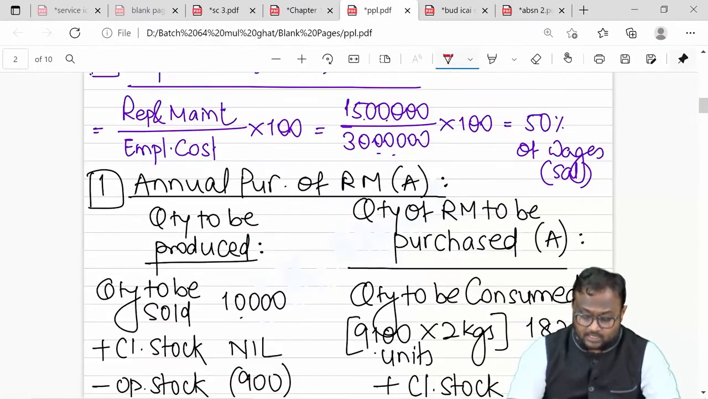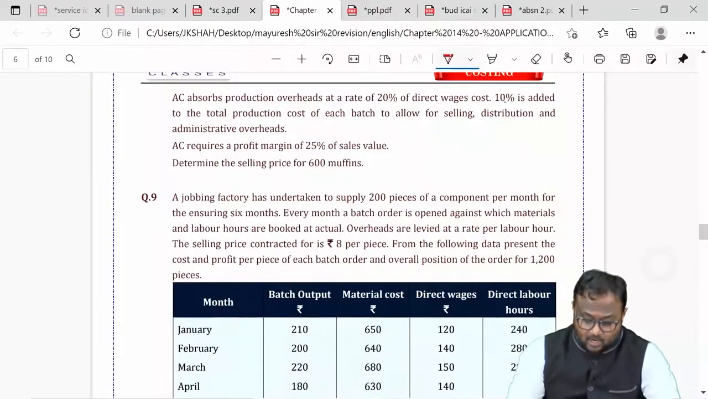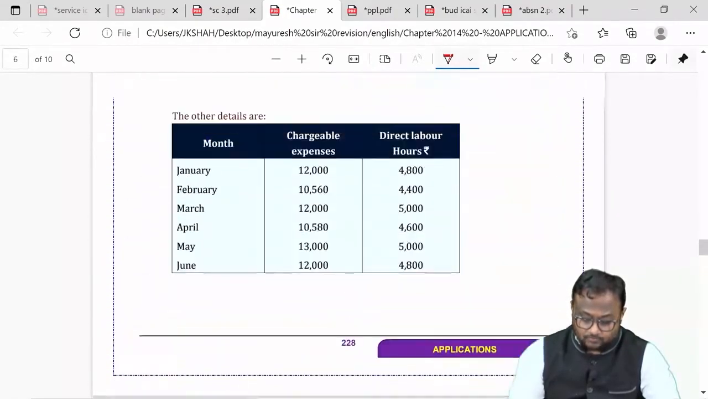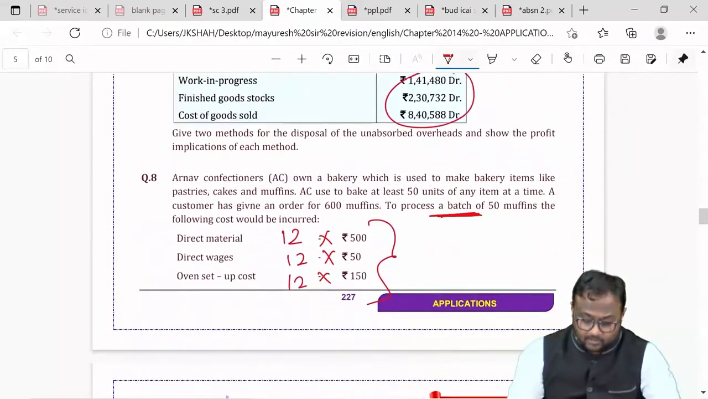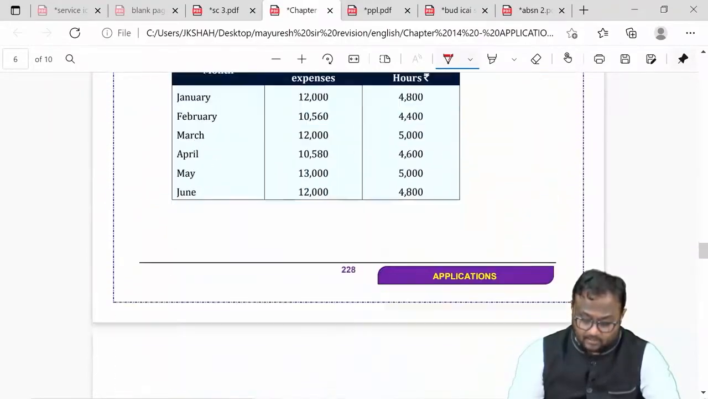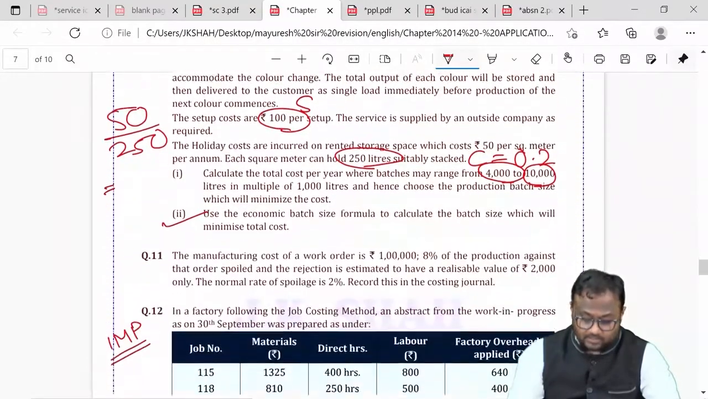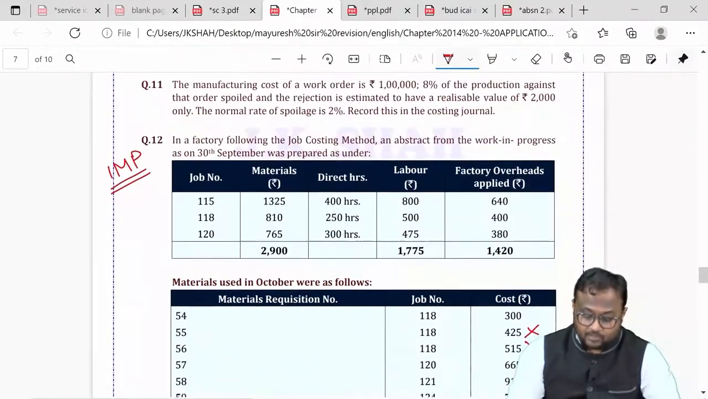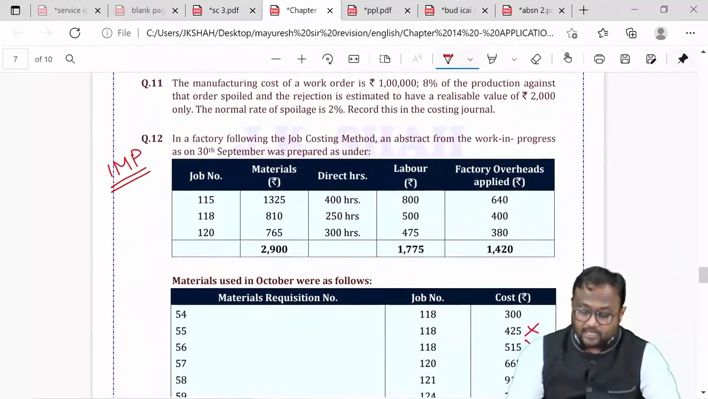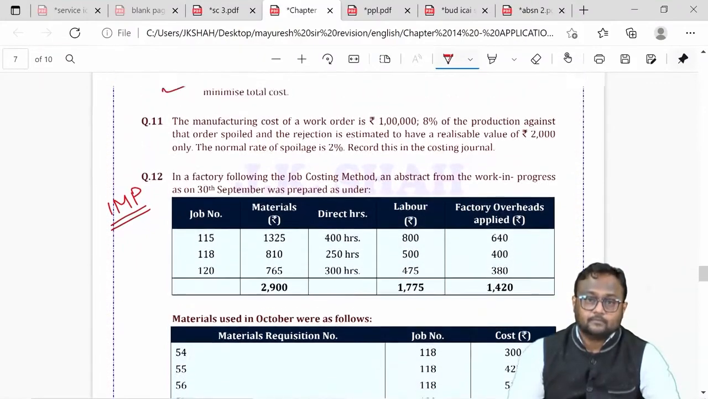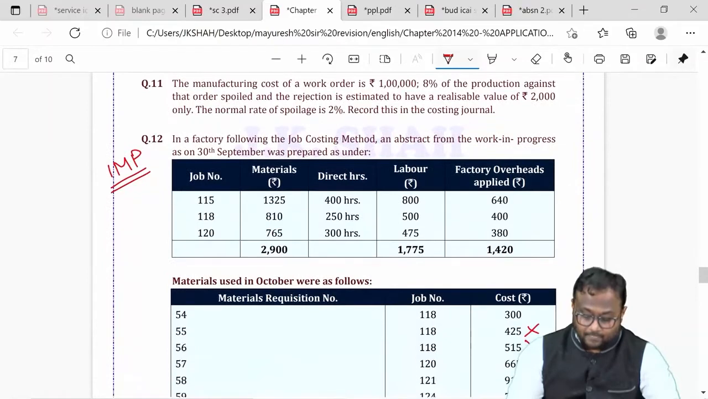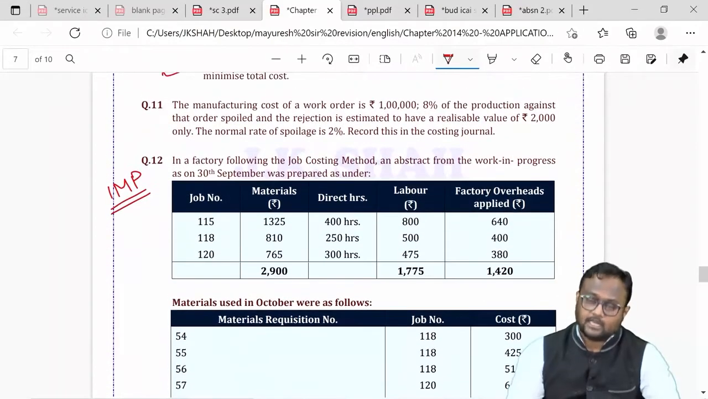Guys, there was nothing much to be done. Other questions are already discussed in batch costing. So, question number 8, question number 9, they were discussed in batch costing. Question number 10 was also discussed in batch costing. Question number 11 will be done in integral, non-integral. It was based on integral, non-integral. I'll solve that.